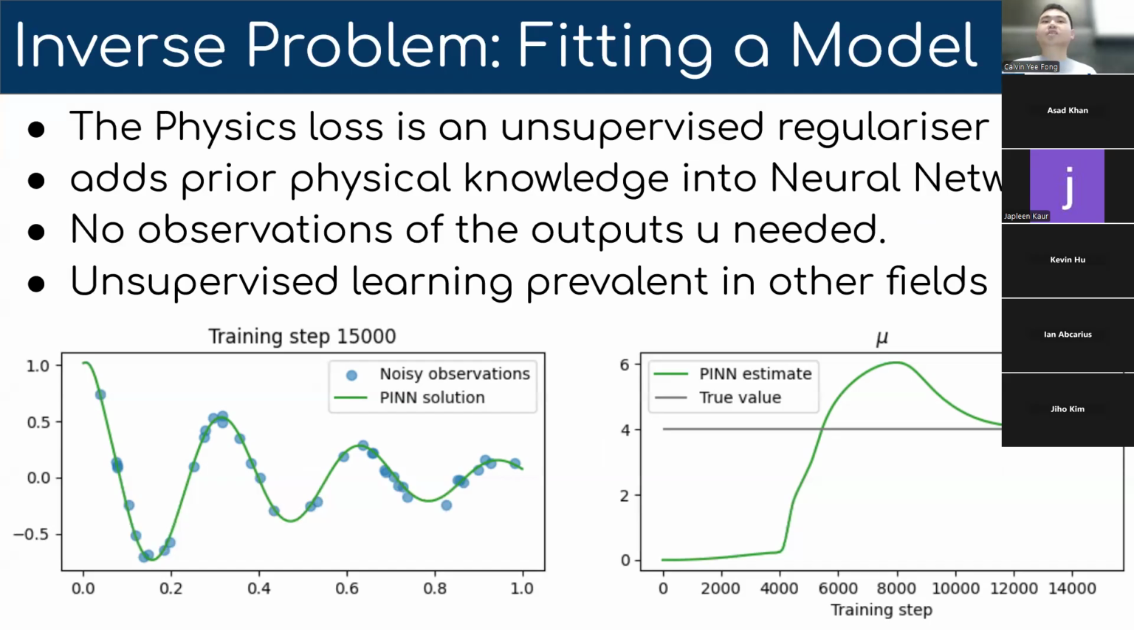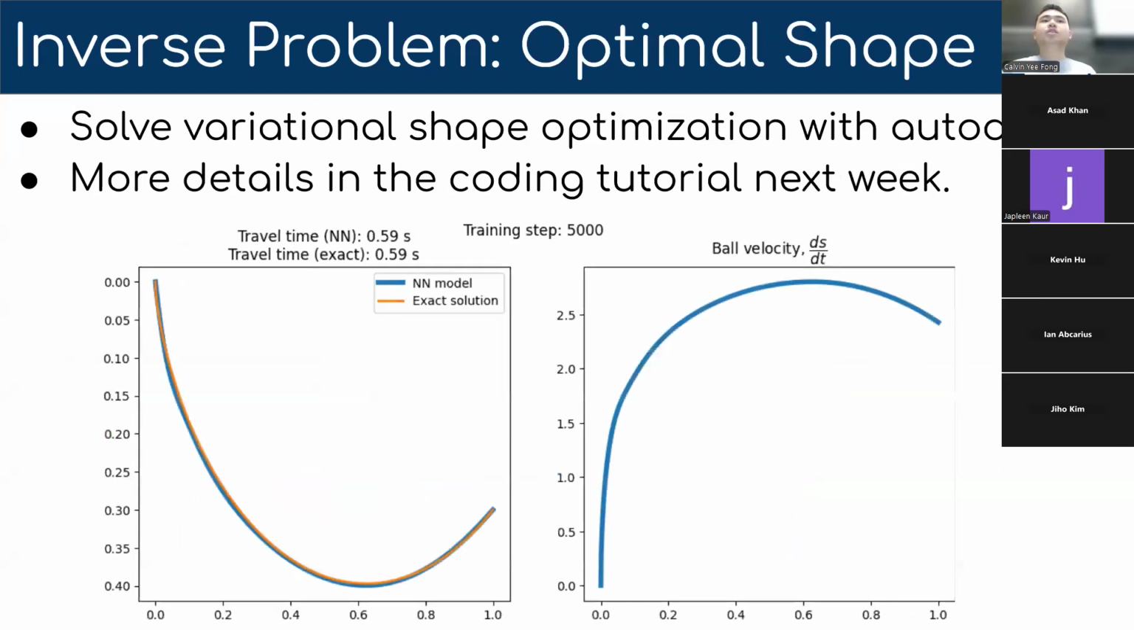For another approach, we can also do shape optimization. For example, we can solve the brachistochrone problem and its variational equation, and we end up with the brachistochrone curve after enough training. This uses more ideas from automatic differentiation, which we will cover in the coding tutorial next week. Any questions?